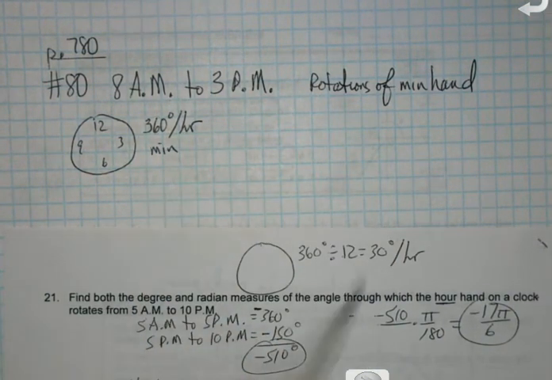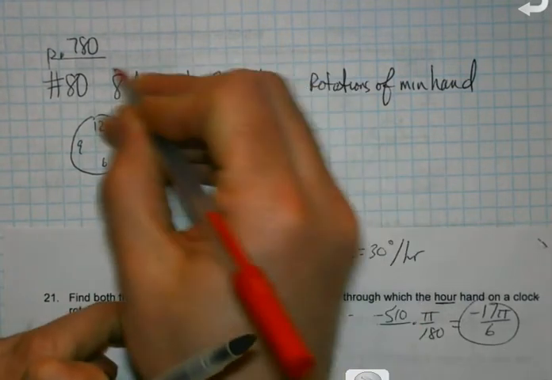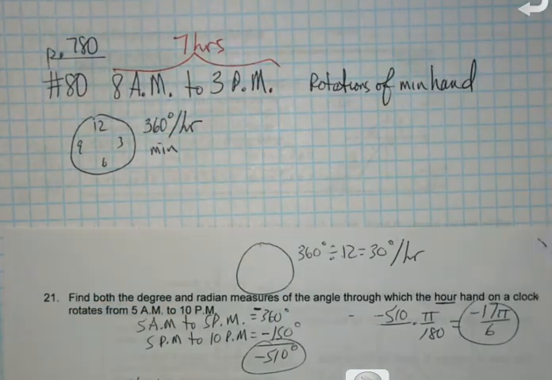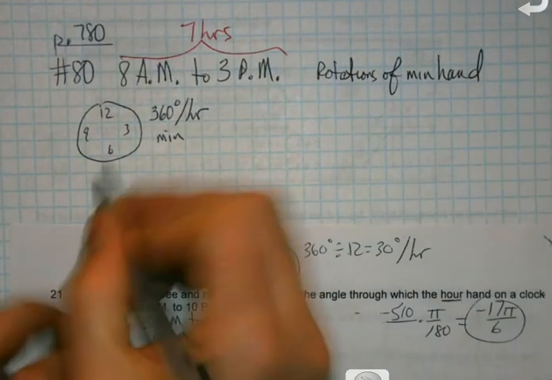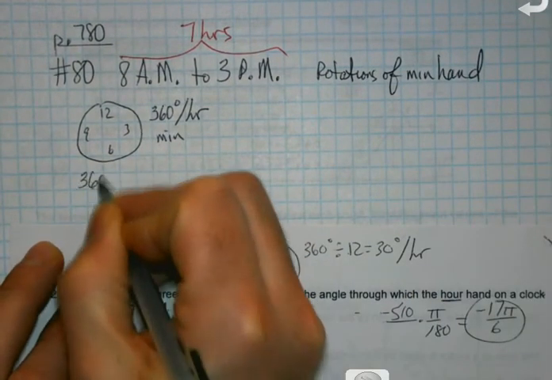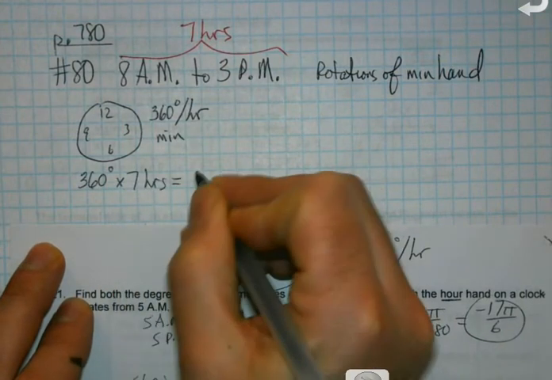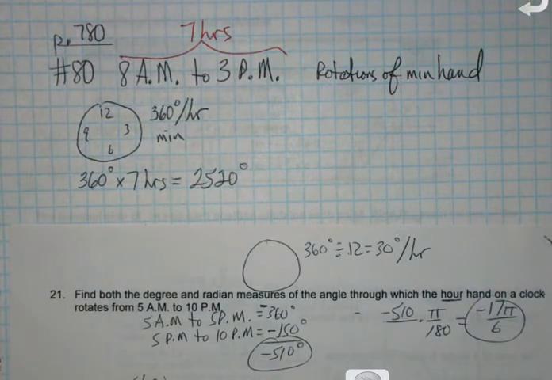And then you have to find how many hours. I still have to figure out how many hours this is going to be. That was a challenge yesterday. Hopefully today it's a little bit easier. 8 a.m. to 3 p.m. is 7 hours. So here's a couple of things that I know. First, when I do degrees, if it's 360 degrees per hour, and this has been occurring for 7 hours, my central angle would be 2,520 degrees.